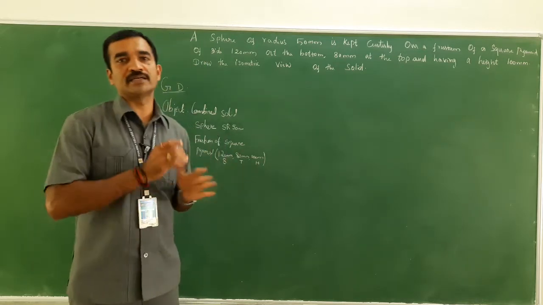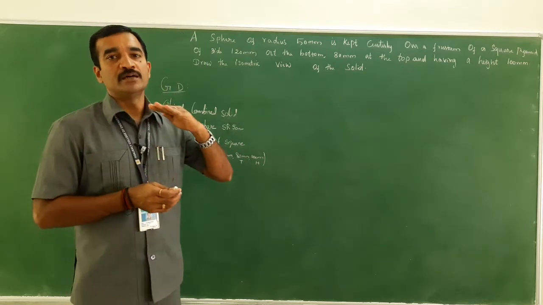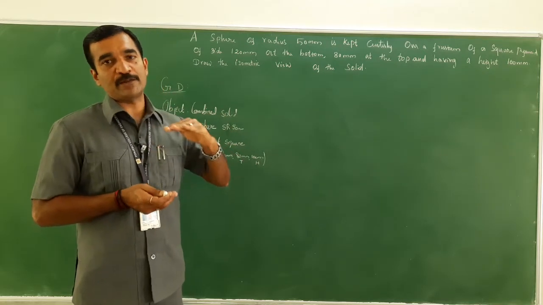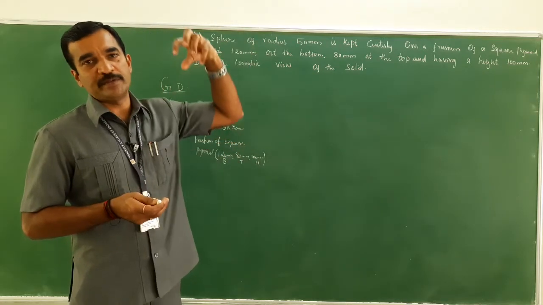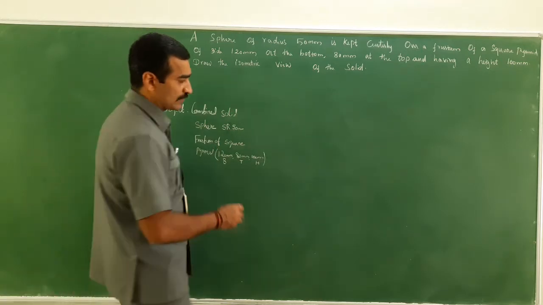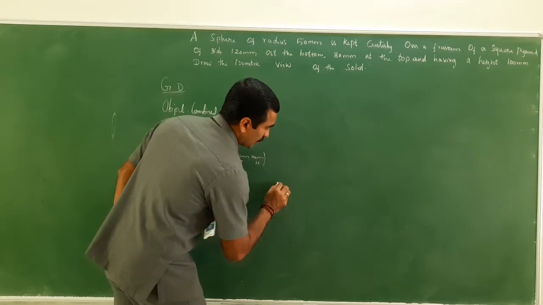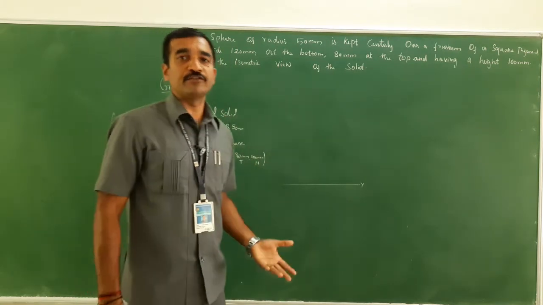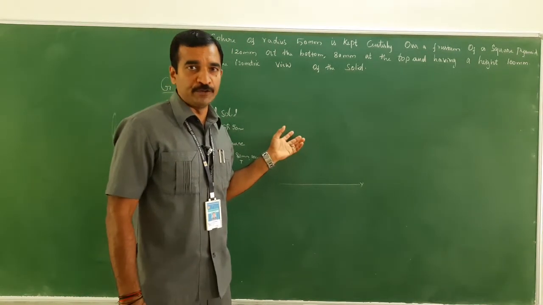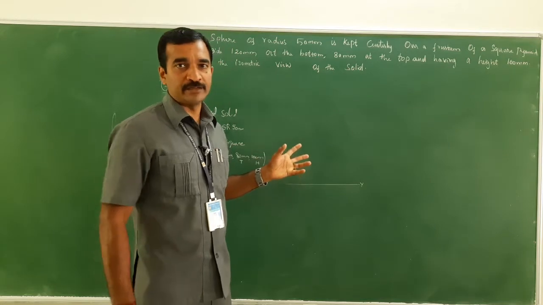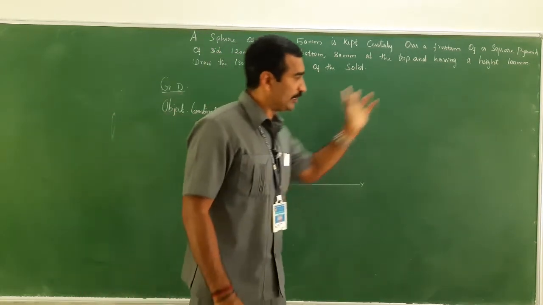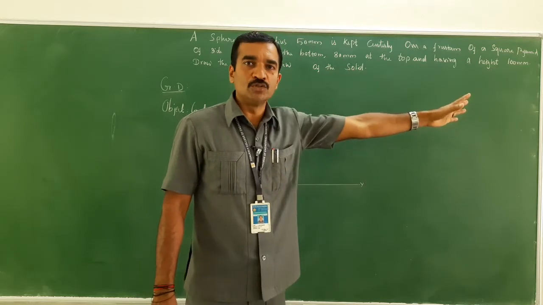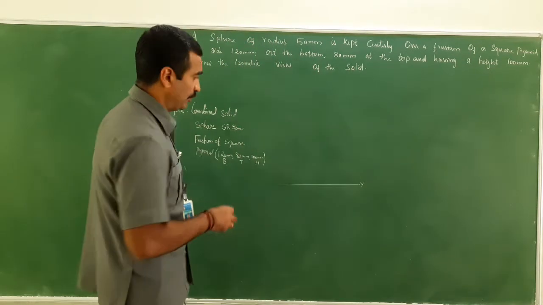So, here the solid is a combined solid. Over the frustum of a square pyramid, a sphere has been placed centrally. So, first I need to draw the orthographic projection, that is the orthographic view, that is the top view and the front view. That is a two-dimensional view, right? And that two-dimensional view needs to be converted into 3D, that is the isometric view.